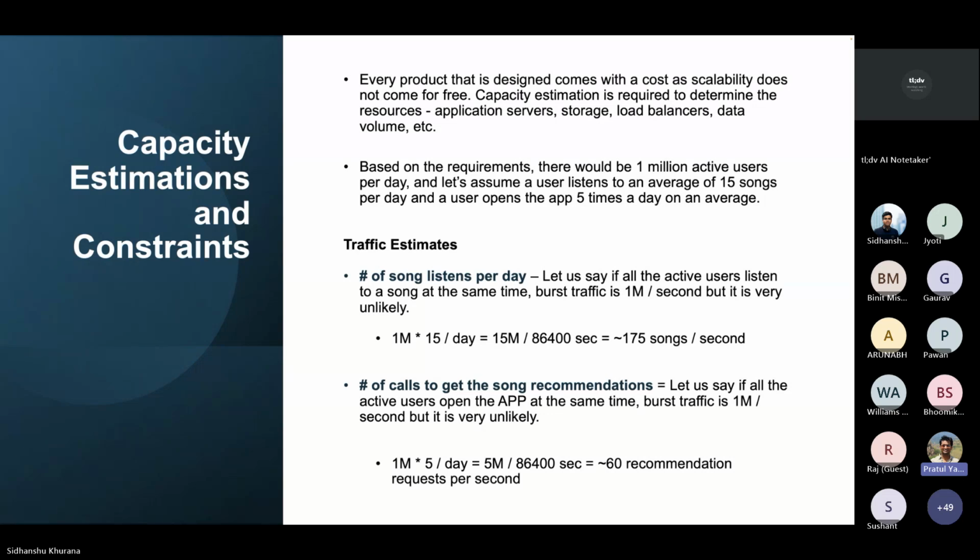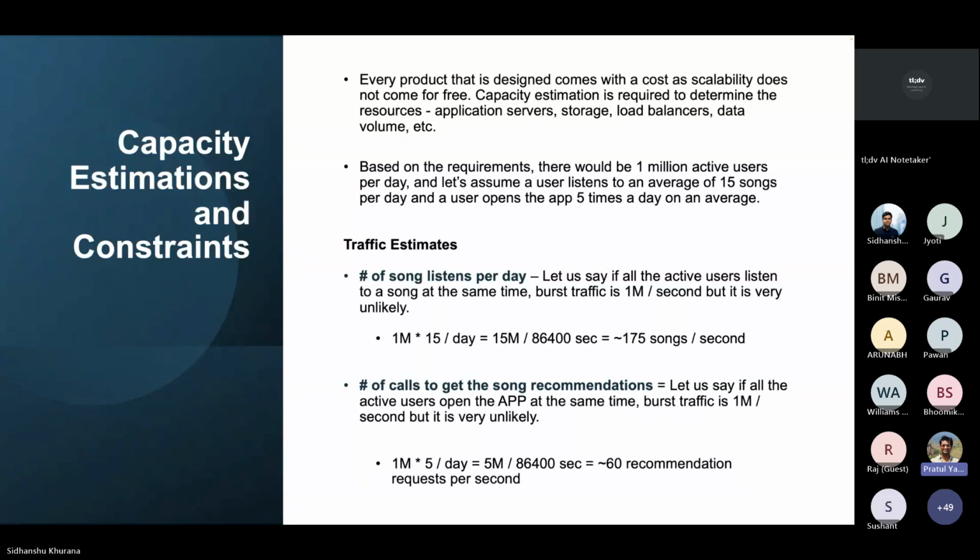So let's say there is 1 million users and there are 15 songs that this person is listening to per day. So we do the computation, it turns out to be 175 songs per second, right? You can also do some kind of approximation instead of 86400, like 24 hours into 60 minutes into 60 seconds. This can also turn out to be 10 raised to the power 5. So I could also say 150 songs per second.